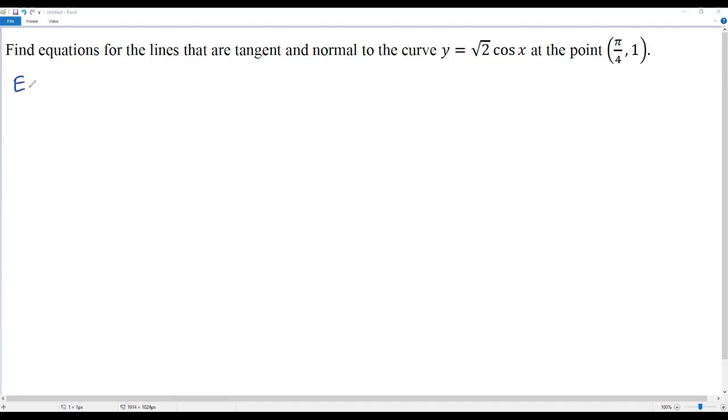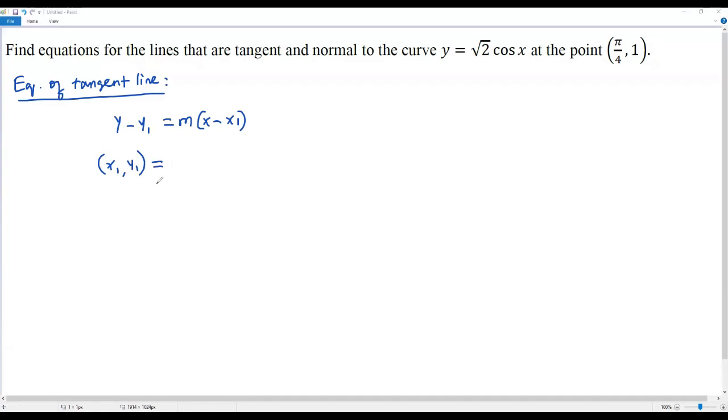Okay, first let's find the equation of the tangent line. Let me write the stuff over here. Equation of tangent line. There is a formula to get the equation of a tangent line: y minus y1 equals m times x minus x1. Here x1 comma y1 represents the point where we draw the tangent line to the given curve, and m represents the slope of the tangent line. The point x1 comma y1 is given: pi over 4 comma 1.